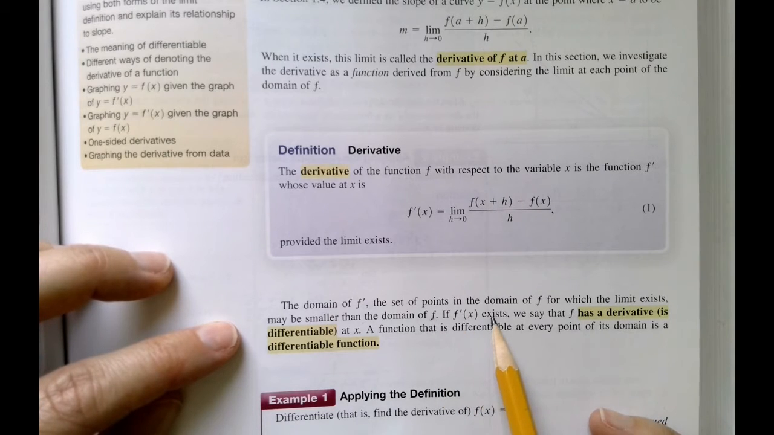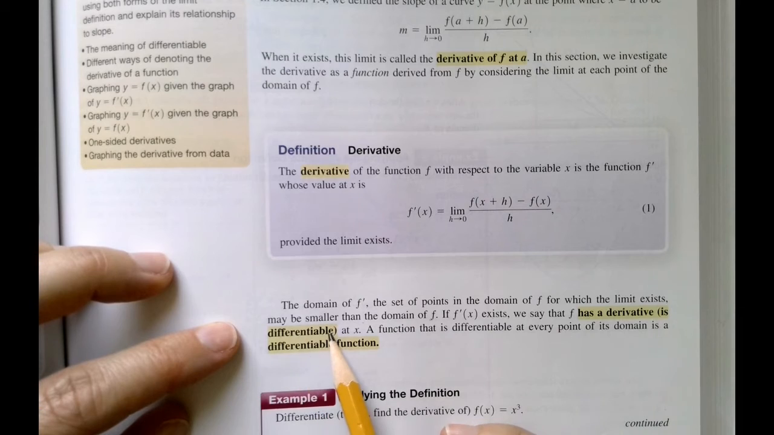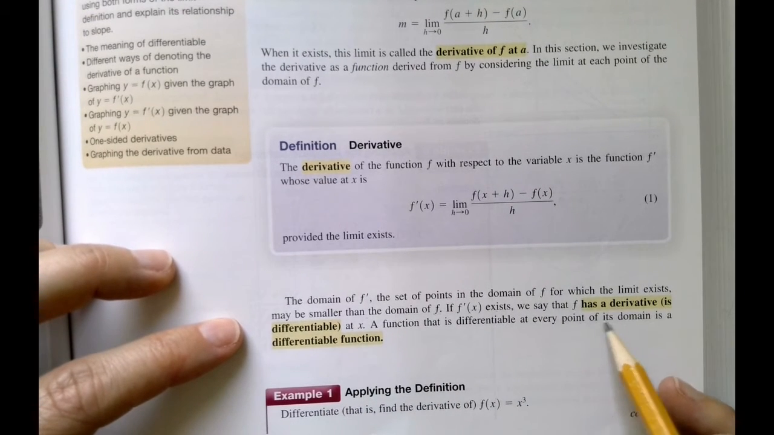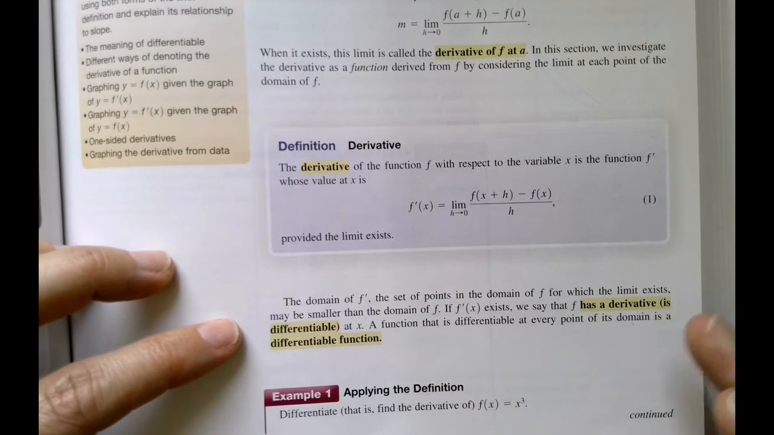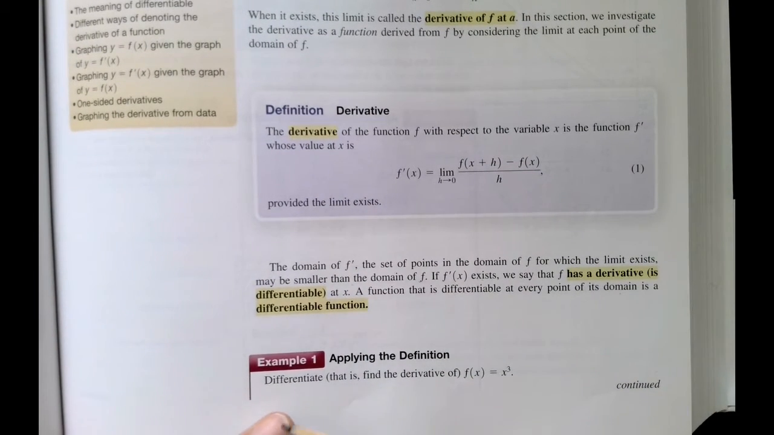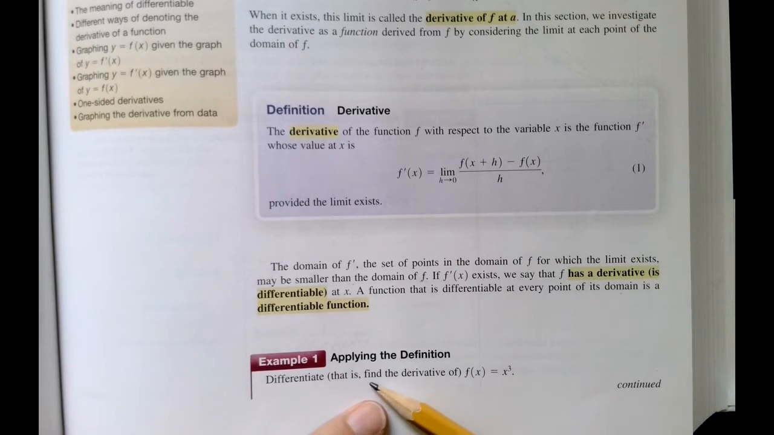If f prime does exist, we say that f has a derivative or is differentiable at x. A function that is differentiable at every point of its domain is considered a differentiable function. So let's actually apply this definition and see what it means. The example says differentiate, in other words, find the derivative of f of x if f of x equals x cubed.